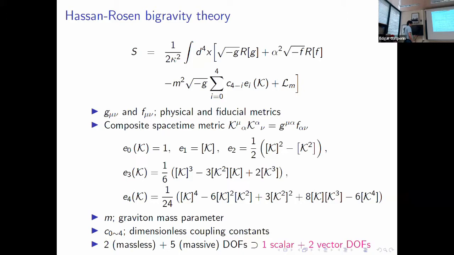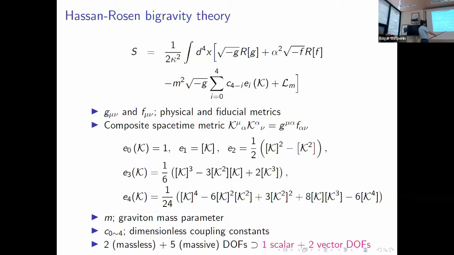Here, m denotes the graviton mass parameter, and c_1 to c_4 are dimensionless constants, of which we can choose basically three. Then, from the power of the Hamiltonian constraint, this theory contains a total of 2 plus 5 degrees of freedom. The 2 corresponds to the massless graviton, while the 5 corresponds to the massive graviton. So what we observe is basically some kind of mixture of massless and massive modes.